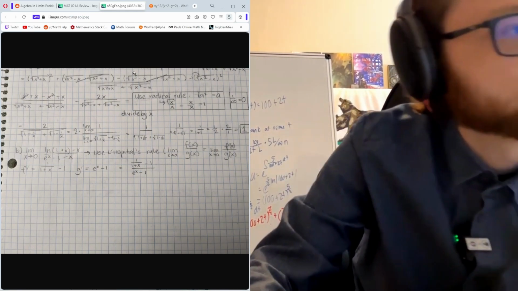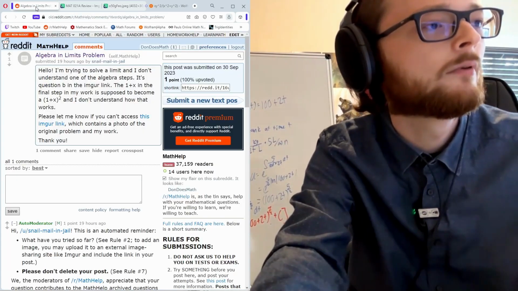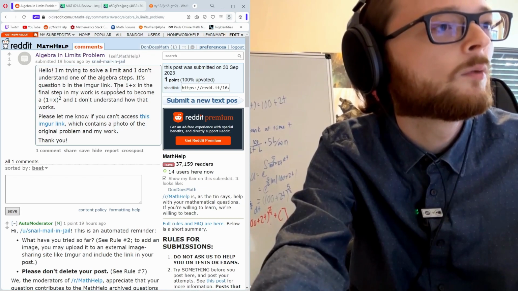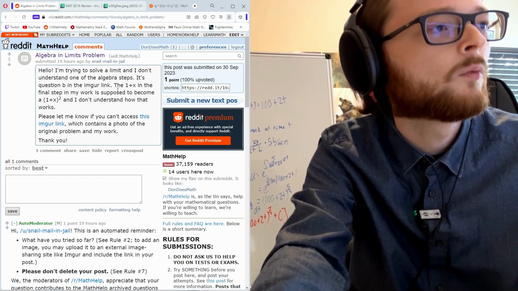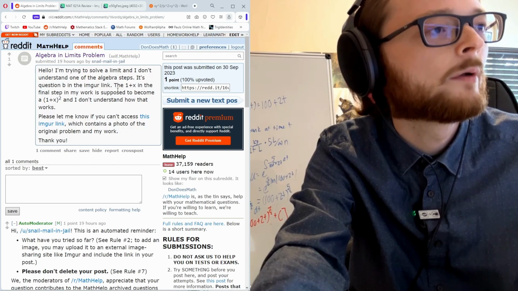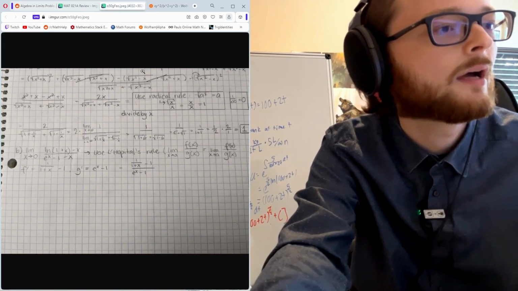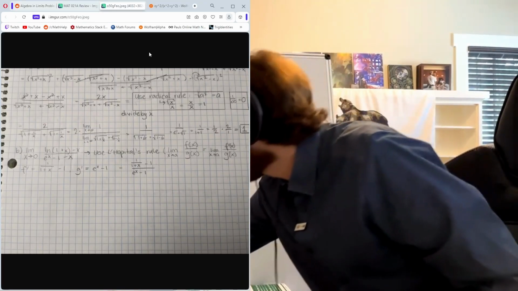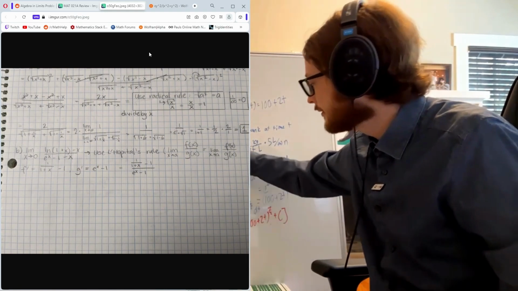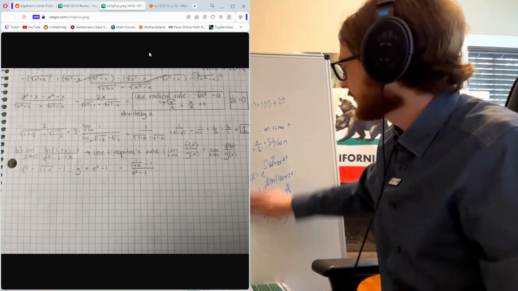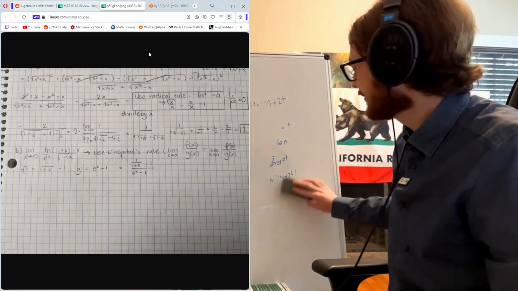Let me write this on the board. They say the bottom, wait. 1 plus x in the final step in your work is supposed to become 1 plus x squared. I wish I said the entire expression, but let's just, oh, bye marker. Just solve it for myself and find out.